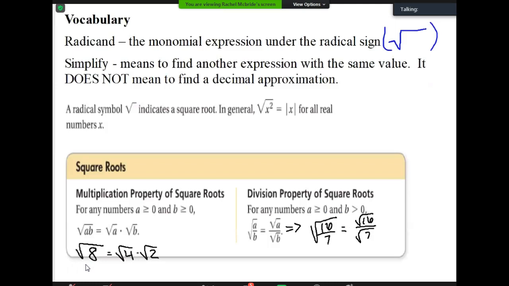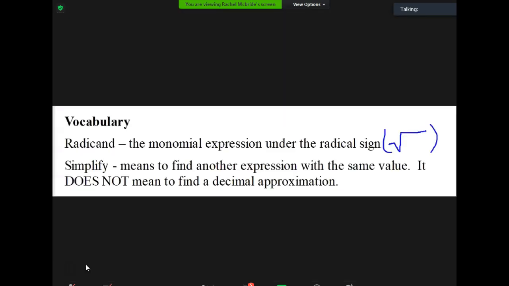Okay, we have previously talked about some of this vocab, but we're going to reiterate it a little bit further. A radicand is the monomial expression under the radical sign.